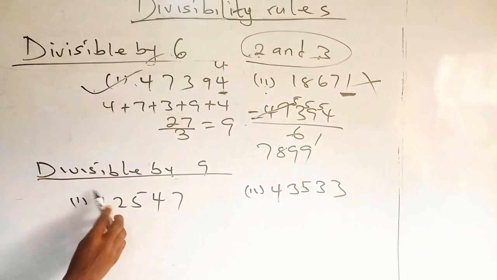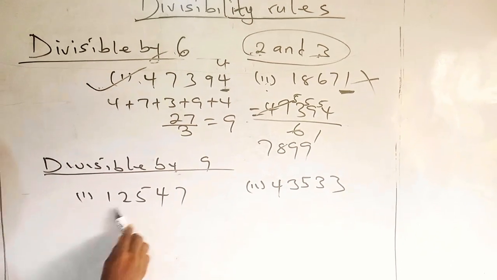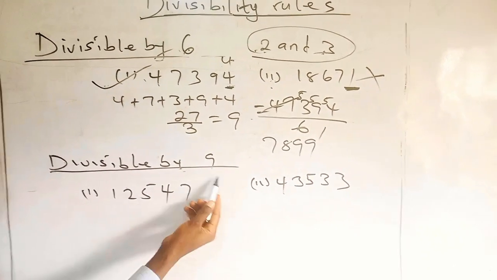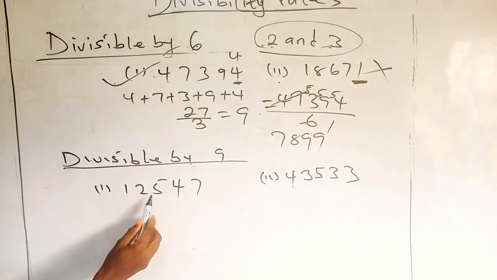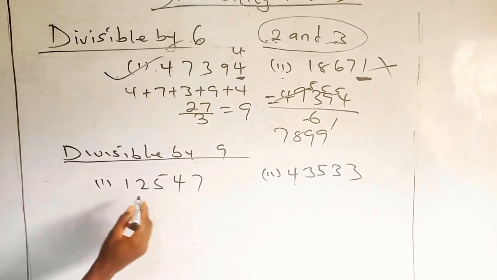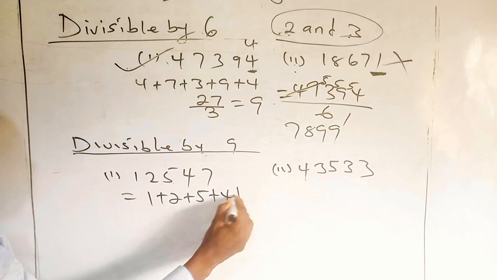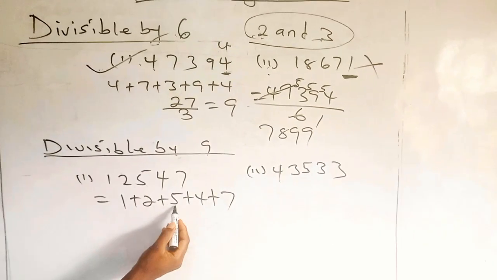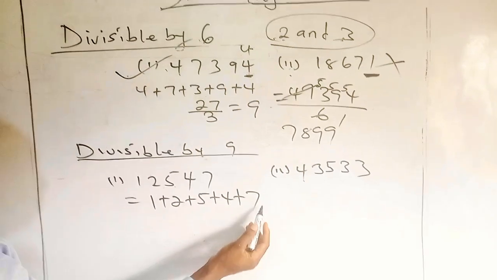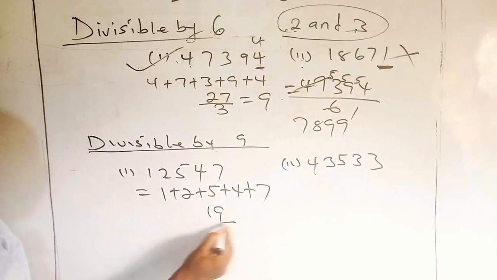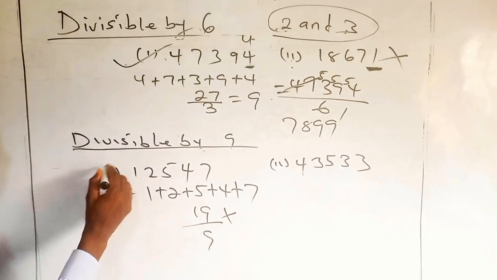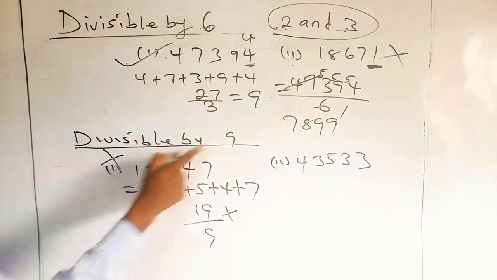A number is divisible by 9 if the sum of the digits is divisible by 9. So I'm having 12,547. Let us sum up these digits. 1 plus 2 plus 5 plus 4 plus 7. 1 plus 2 is 3 plus 5 is 8 plus 4 is 12 plus 7 is 19. Can I divide 19 by 9? No. So this number is not divisible by 9.